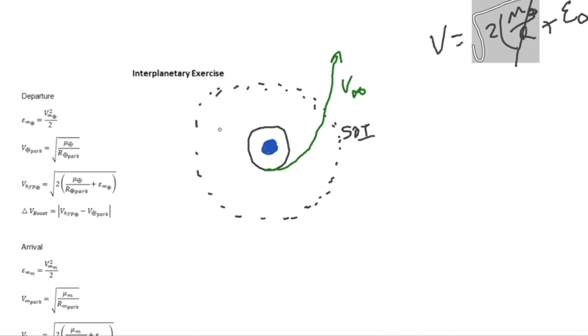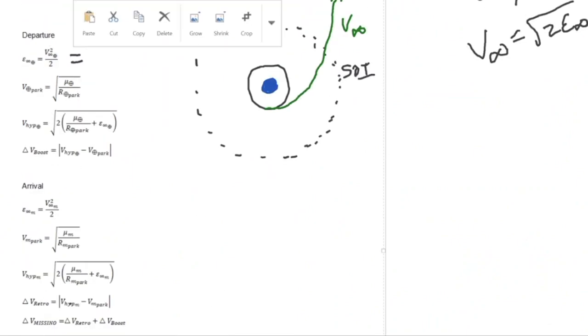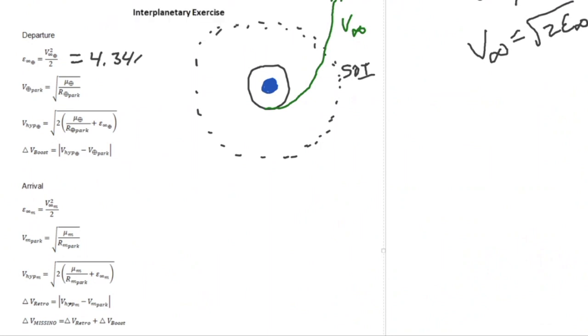So that term will go to zero, and all we're left with is that V infinity is going to be equal to the square root of 2 times our energy at infinity. Now, we have a V infinity, we can just solve for what E infinity is from there. And we get our equation for the hyperbolic specific mechanical energy. And that turns out to be equal to 4.340 kilometers squared per second squared.